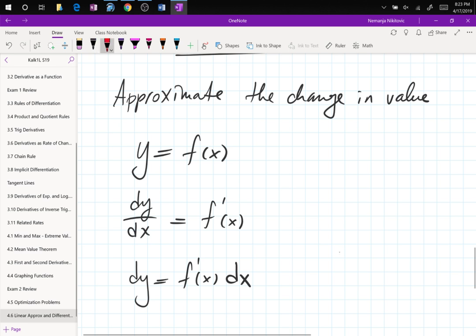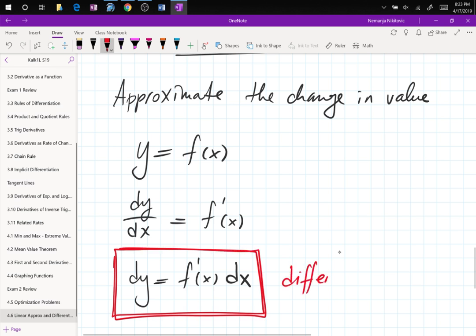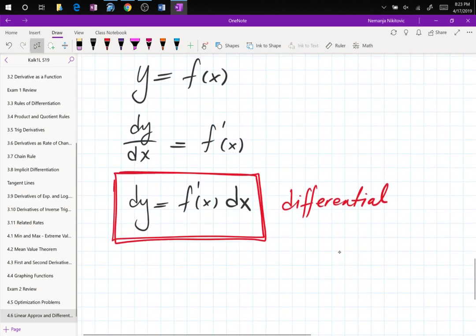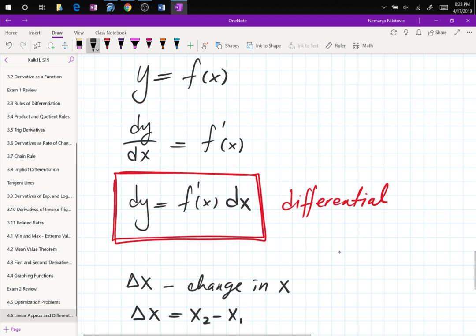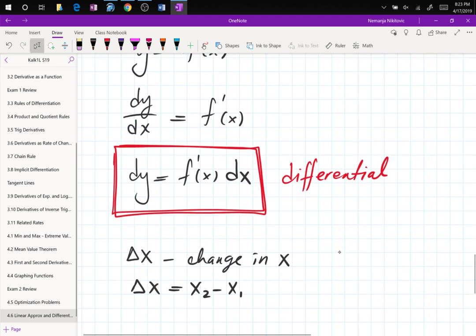And then we are going to box this and call it differential. Now, a few of these things that we need to know. Delta x, known as change in x, is given by x2 minus x1. And that is equal to dx.